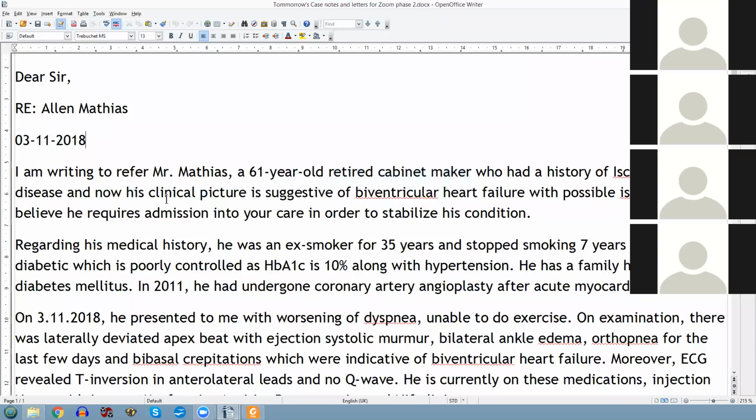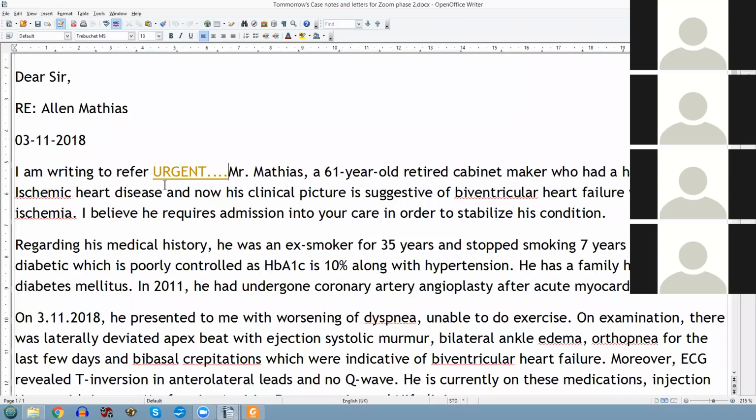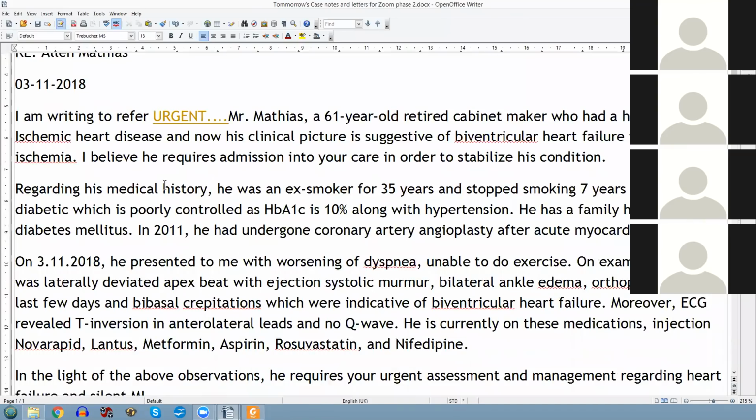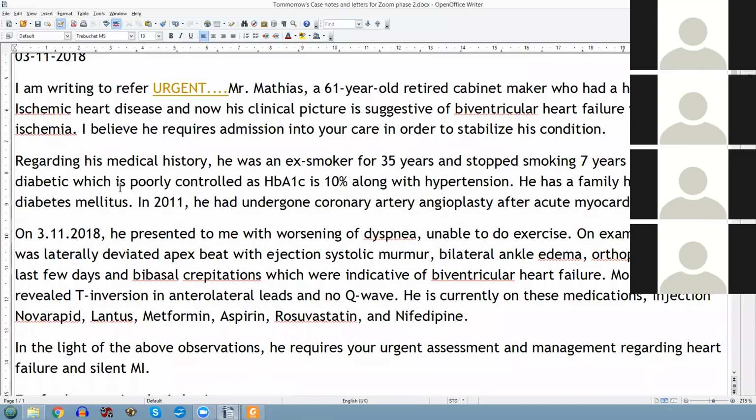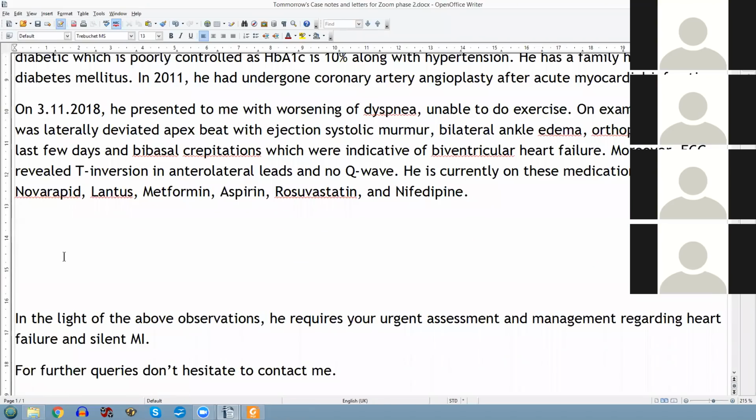Now "his clinical picture is suggestive." "I believe his admission is needed to stabilize his condition." Okay, it's a little bit long, a bit wordy. We don't need all of that, and you need to mention it's urgent. Get that in somewhere in that introduction. Medical history. Okay, do we need this immediately after this? I would put this down here. I'd put it here after this bit.